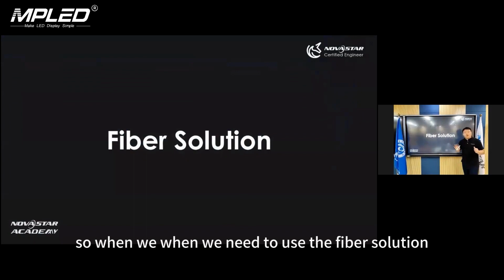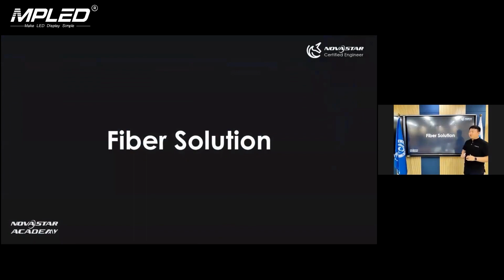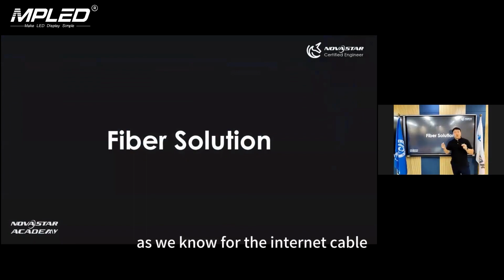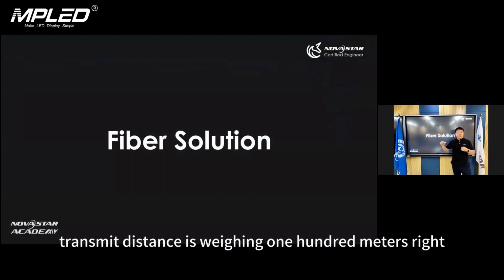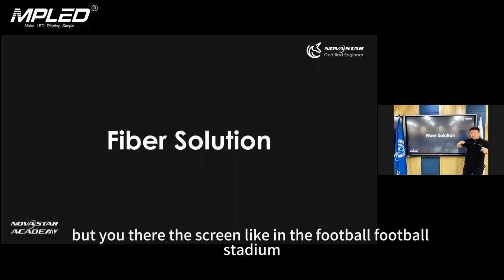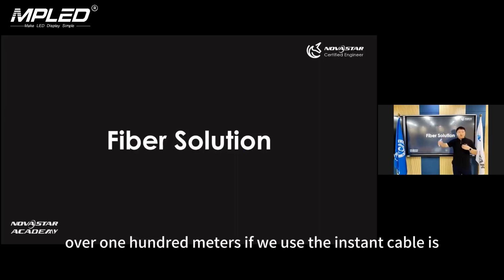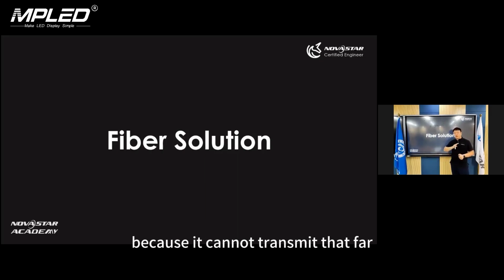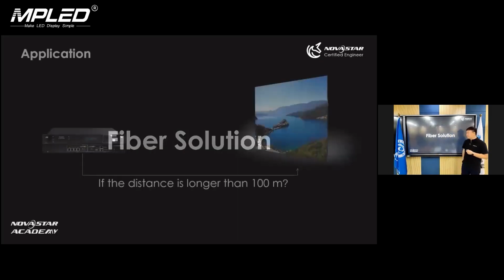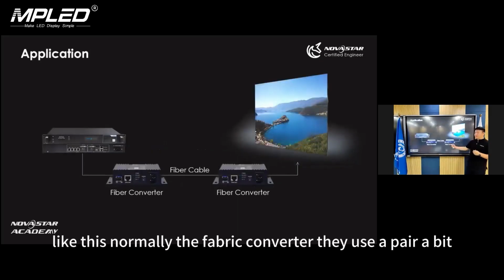So when we need to use the fiber solution, as we know, for the Ethernet cable, the recommended transmit distance is within 100 meters, right? But if there is a screen, like in a football stadium, where the control room and the screen are over 100 meters apart, an Ethernet cable is not that stable because it cannot transmit that far. So we need to use fiber solutions like this.